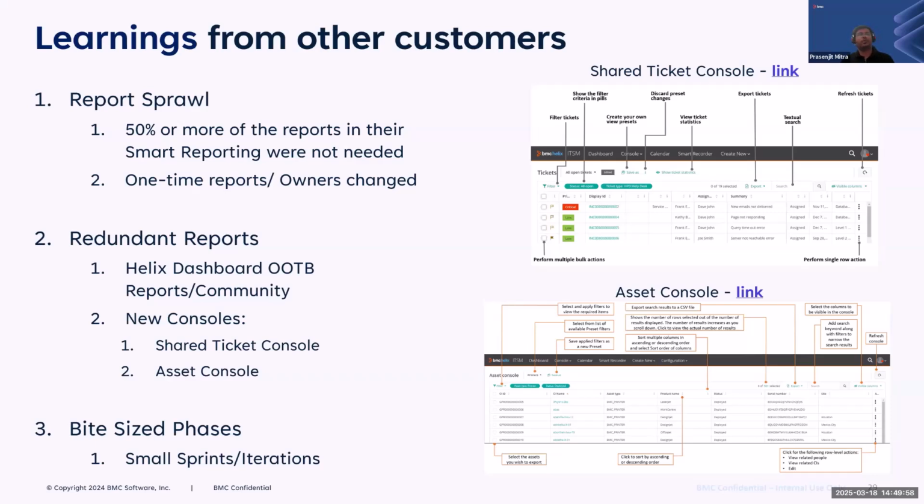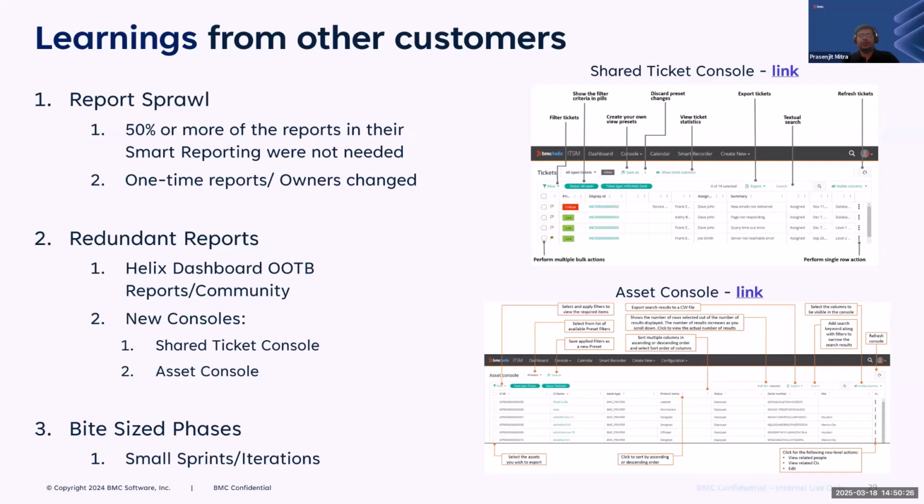We have two new consoles, the shared ticket console and asset console in Helix, which offer an effective way to display tabular data. These consoles allow users to set presets, filter data, and export data. So these can actually replace many of the simple reports that you might be bringing over from smart reporting. So do explore these as well.